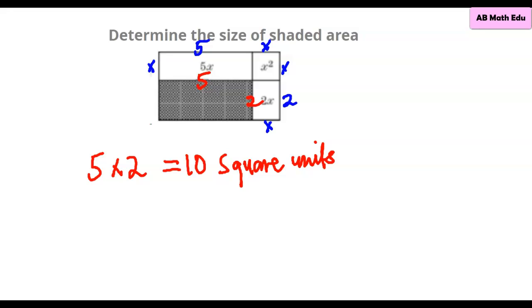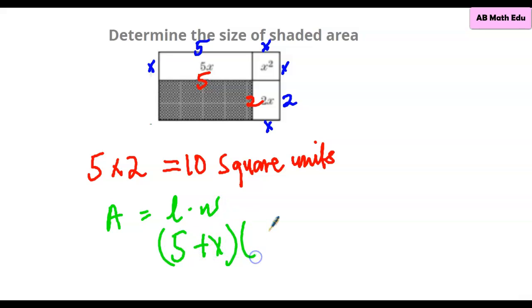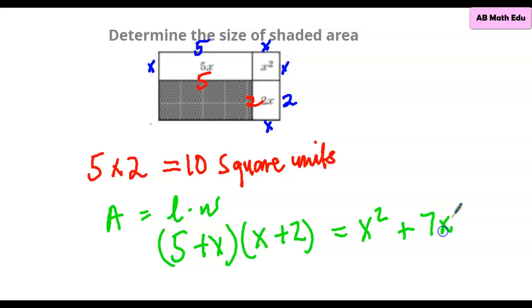If we want to be into algebraic stuff, we can also do that. We can say that this side here, the length, we know that the area is length times the width. The length has been given as 5 plus x. And then the width is also given to us as x plus 2. And when we multiply, it's going to be x squared plus 7x plus 10. So that's the whole bigger area.